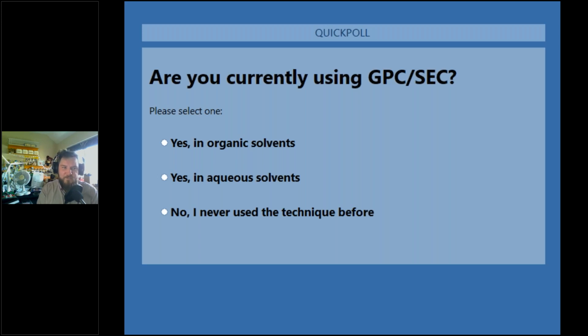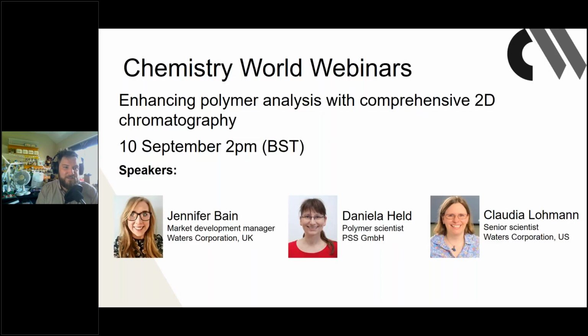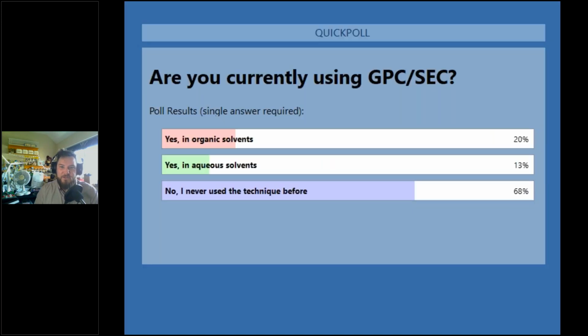I think that's probably enough. Most of you have voted, over three quarters of you have voted now. So let's have a look and see the results. There we go. 20% are currently using these techniques in organic solvents, 13% in aqueous solvents, but the majority, almost 70%, 68% of you, have not used this technique before. So certainly a learning journey ahead of you.